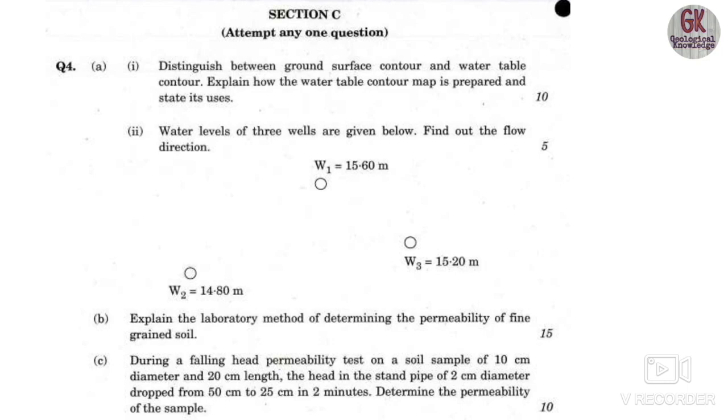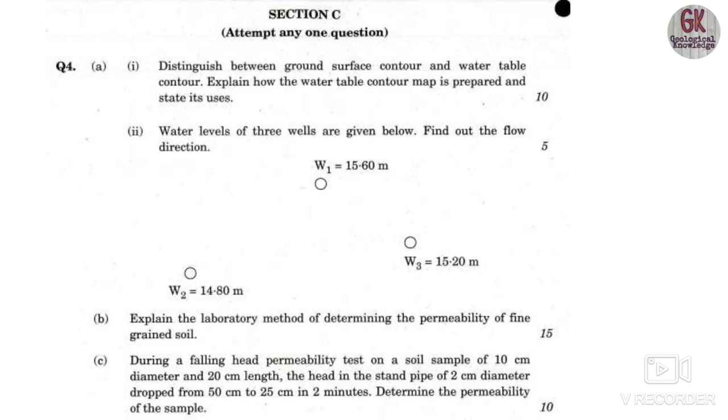4a is distinguish between the ground surface contour and the water table contour. Means how you can differentiate between the ground surface contour and the water table contour. Explain how the water table contour maps are prepared, and state their uses.